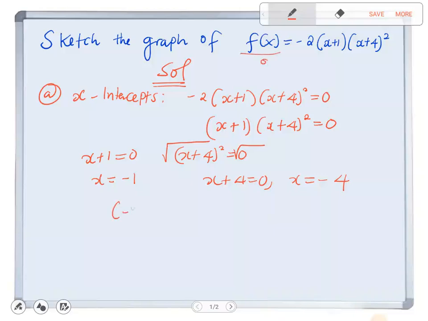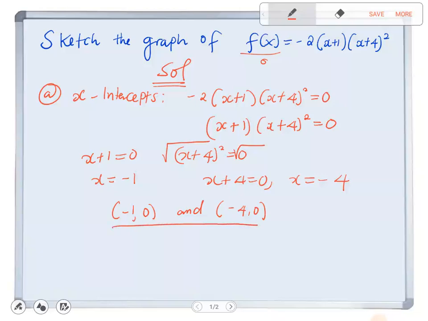That means we need to put this in coordinate form, like that. So we have (-1, 0), and here you have (-4, 0). So these are the two coordinates where the graph is touching the x-axis. I hope we are okay from there.